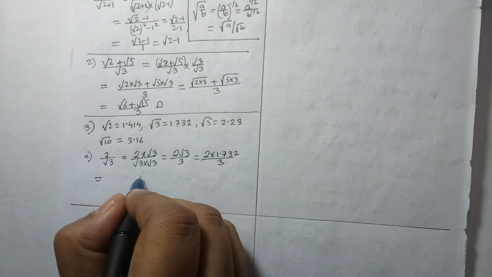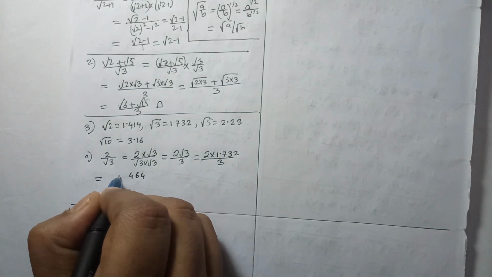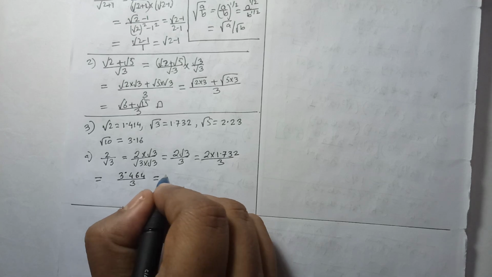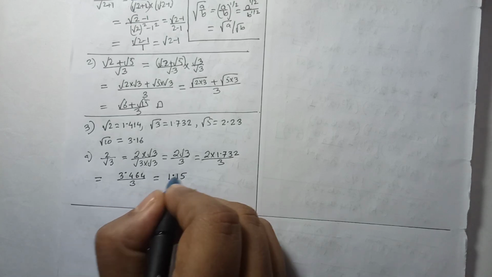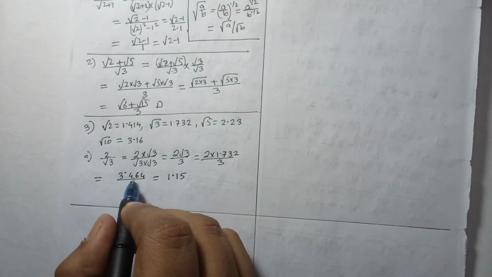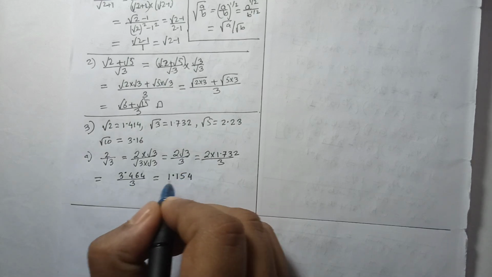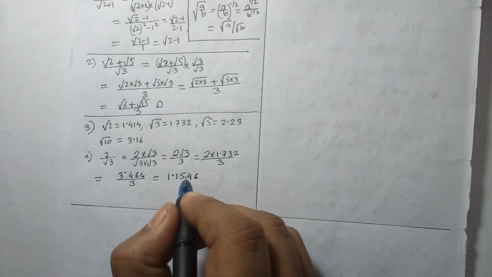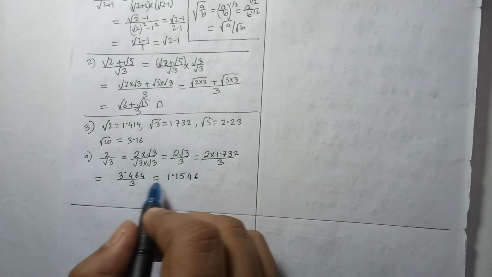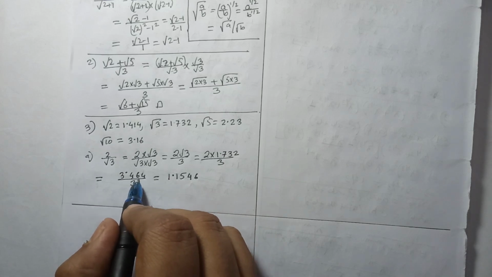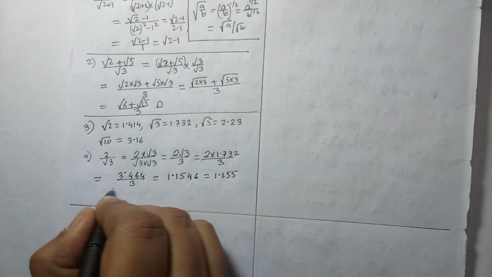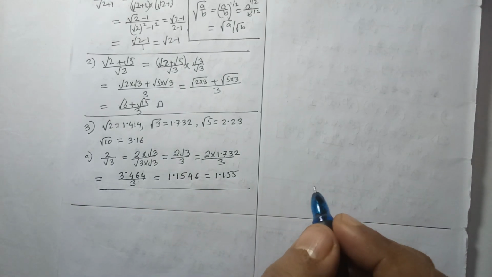This gives you 2 2s are 4, 2 3s are 6, 2 7s are 14, 2 1s are 2, so 3.464, divide by 3. 3 1s are 3, 3 1s are 3, 3 5s are 15, 14, 3 4s are 12, 23 6 are, so 1.1546, or I can say it is 1.154, so it is 1.155, correct? Okay, the next one.